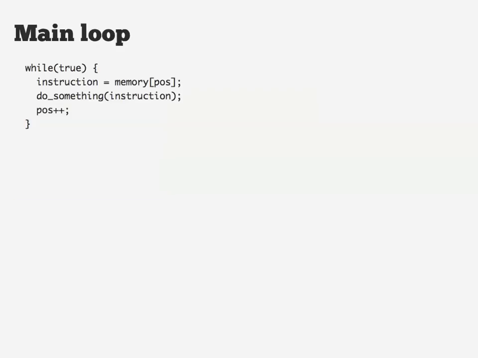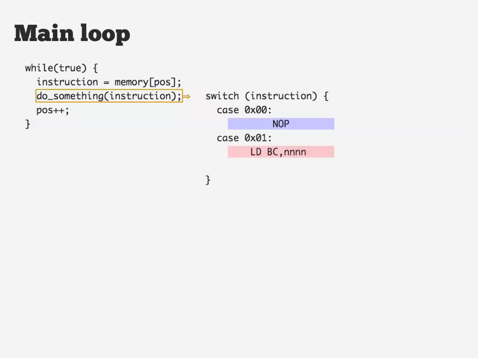Now, at the heart of any emulator is an infinite loop that reads a byte from memory, decides how to interpret that byte as an instruction, and then moves on to the next one. And what this means for your code is that you have an enormous switch statement covering every possible byte value and what action it has to perform for that byte.